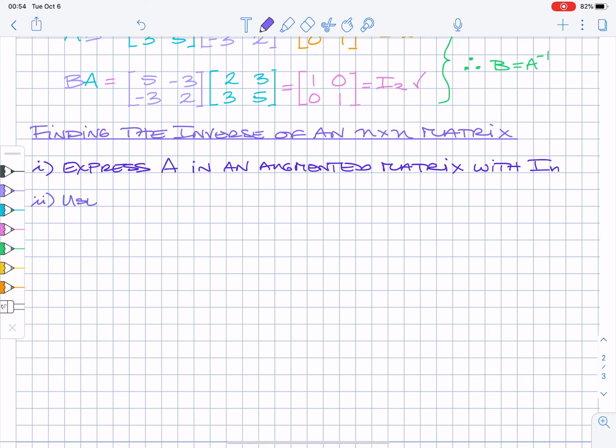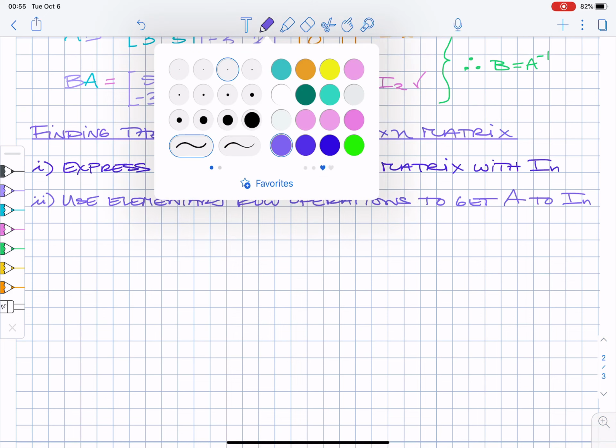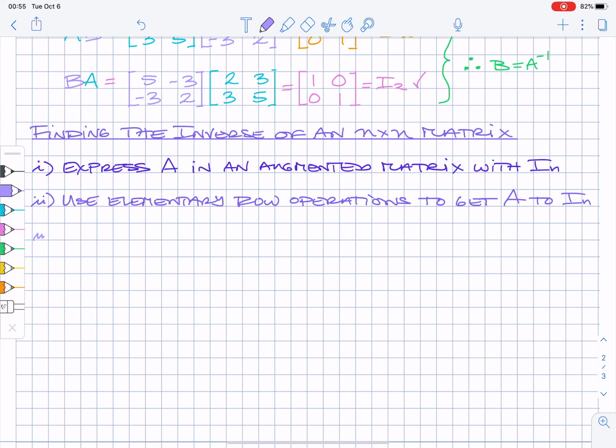Then number 2, use elementary row operations to get A to I sub n. Then step 3, the right-hand side of the augment is A inverse.